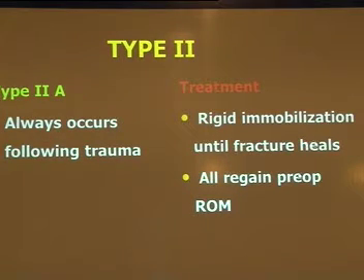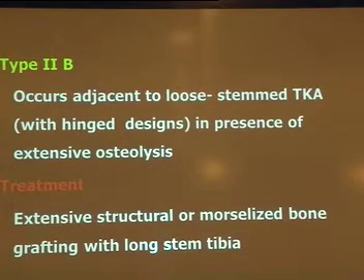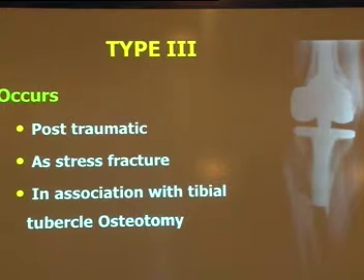A type 2A always occurs following trauma, and the treatment is rigid immobilization until the fracture heals, and all these patients regain preoperative range of movement. Type 2B occurs adjacent to a loose stemmed total knee, especially with hinge designs in the presence of extensive osteolysis, and the treatment for these type 2B is extensive structural or morselized bone grafting with a long tibial stem.